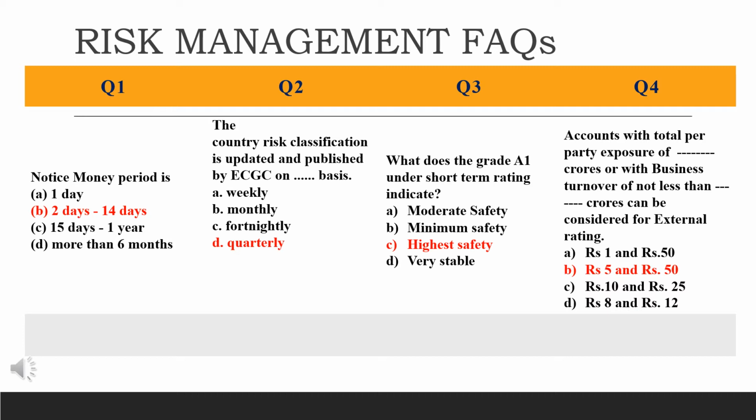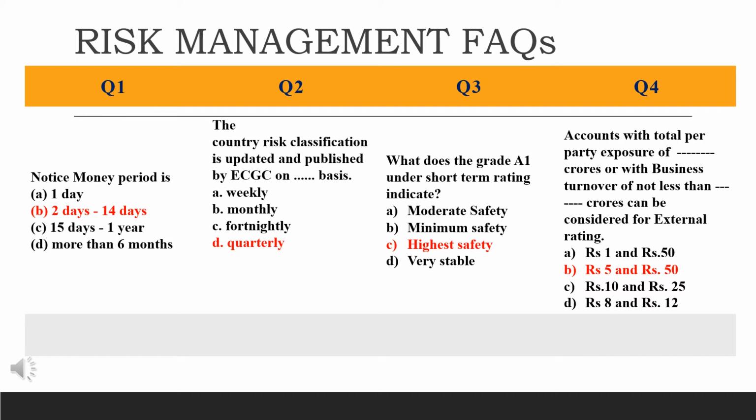So you need to identify first. The answer I have already highlighted there. The answer is B, that is rupees 5 and rupees 50. Why? Because anyone who is borrowing money with any limit can get an external rating.